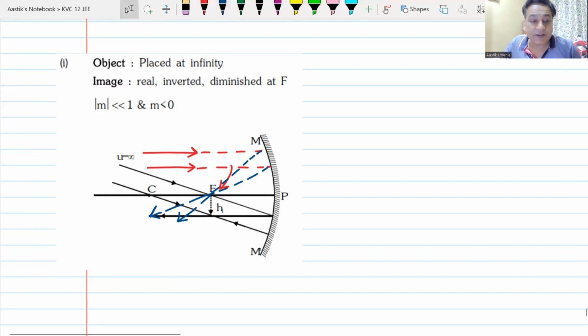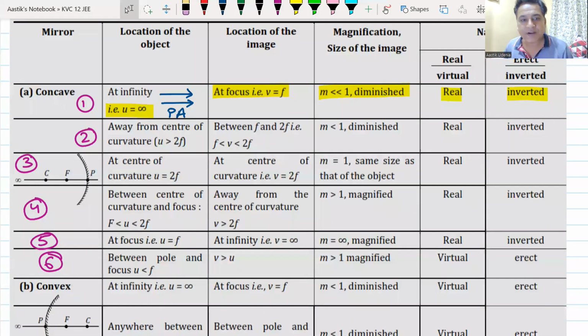Understood, sir. Then we will move closer from infinity, and the next point that we are going to see. I hope everyone has drawn this diagram. If you may not draw this diagram, this is just to show you how the image is formed. If you have written the column, you don't have to draw the diagram, because no one is going to ask you the diagram. The diagram is only for your understanding purpose. Not so important.